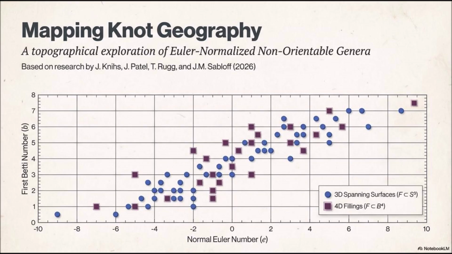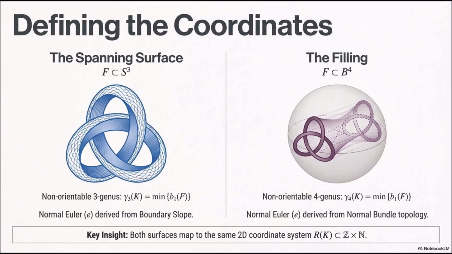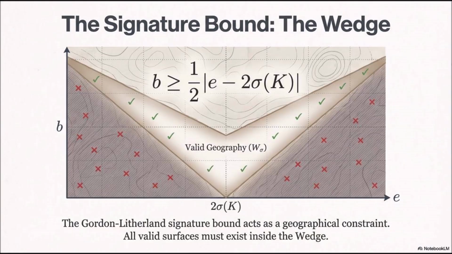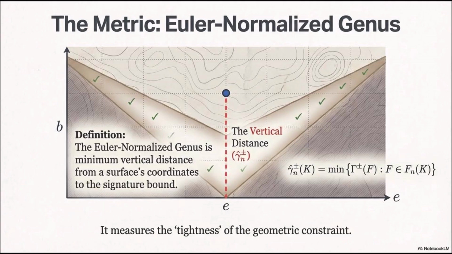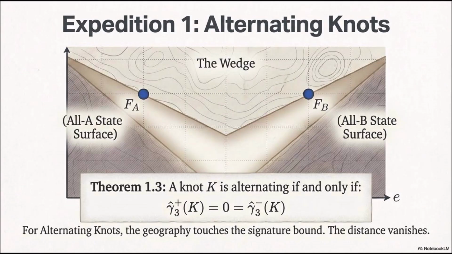Then they formally define the 3D geography as the set of all realizable pairs, E3 of F and B1 of F, and they bring back the wedge, defining it by the inequality: one half the absolute value of E minus E naught is less than or equal to B minus B naught. And they state that the full geography is the union of all these wedges. This goes back to our discussion about the twisted bands. If you find just one surface with coordinates on our map, you can start adding twisted bands to it. Each twisted band generates a new surface. And the collection of all surfaces you can get this way forms that infinite V-shape, that wedge, sitting on top of your original point.